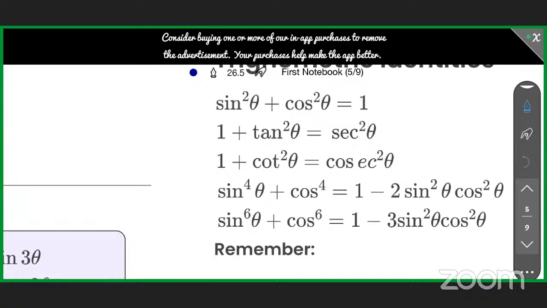Similarly, for sine to the power of 6 theta plus cos to the power of 6 theta, that will give me 1 minus 3 sine square theta into cos square theta. Dear friends, please write this formula somewhere in one place and learn it, because these formulas will help us to solve the problems easier and reduce our time.